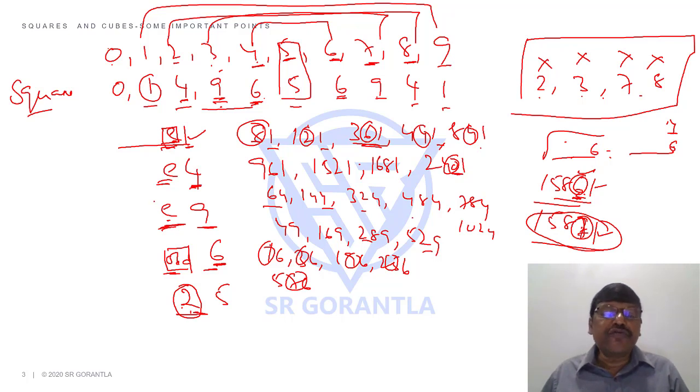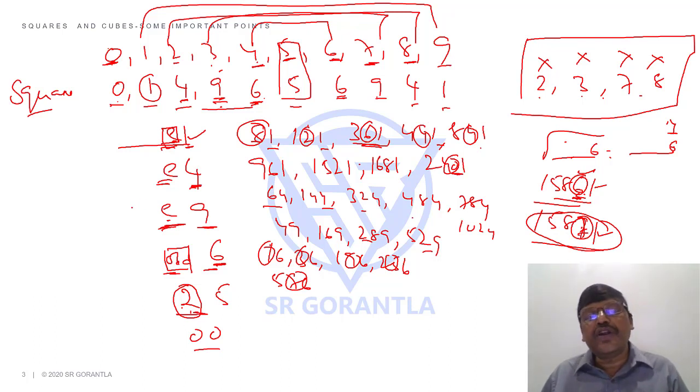Next, if a perfect square is ending with 0, no issue. When the original number ends with 0, its square will end with 0. So when you square, you will have two zeros, right? 20 squared is 400, two zeros. 30 squared is 900, two zeros, right? 0, 0. So these are some of the important observations about squares.